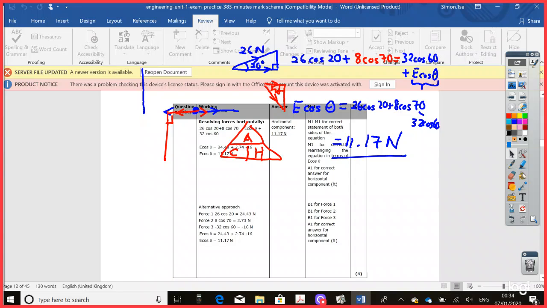So quite easy, this one. If you are familiar with your trigonometry, I think there's definitely no reason why you couldn't score 4 marks. Okay, well, that's it. Thank you.